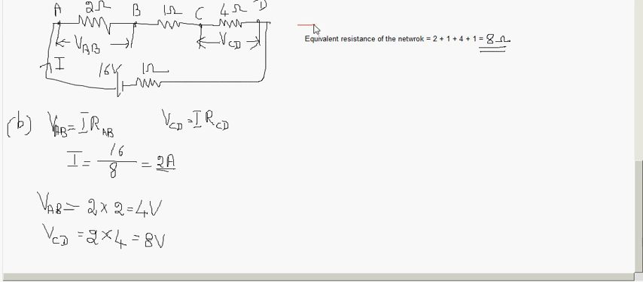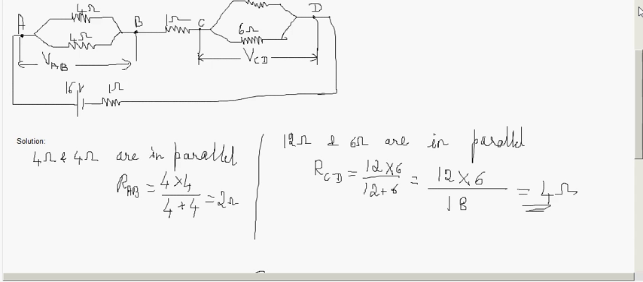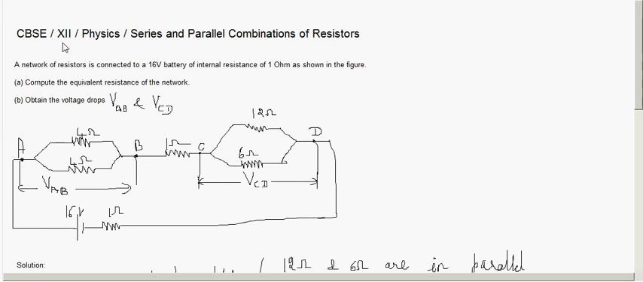So this is the answer for question A, the equivalent resistance of the network, and this is the answer for question B, that is VAB and VCD. The thing to remember here is, in a complex network, first we need to find the equivalent resistance of each part, like smaller networks. Then we can easily find the equivalent resistance of the whole complex network.